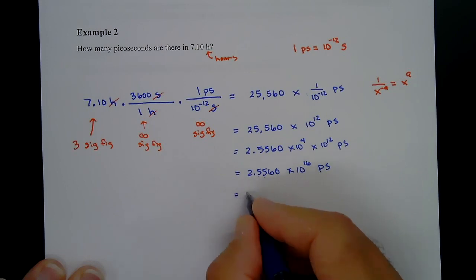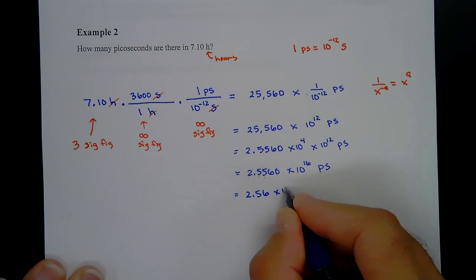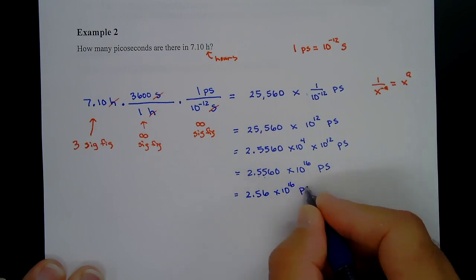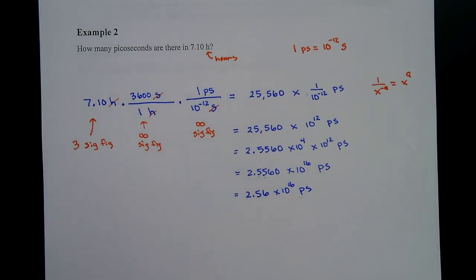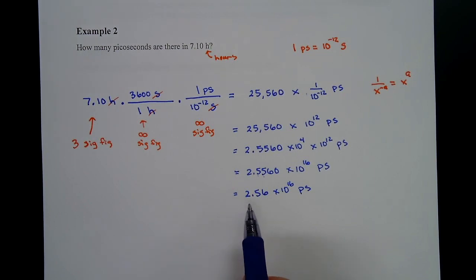So this becomes 2.56 times 10 to the 16th picoseconds, and that would be your answer. And that would be correct. That would be the correct answer. And also with the units, it's the correct units, and also the correct number of significant figures. Okay, so you got to think of all this. You got to think of units, significant figures, and then the actual process of getting your answer. Okay. All right, let's do one more.